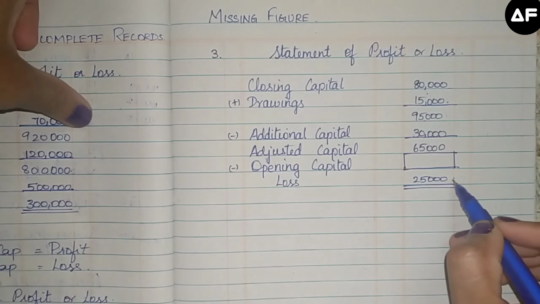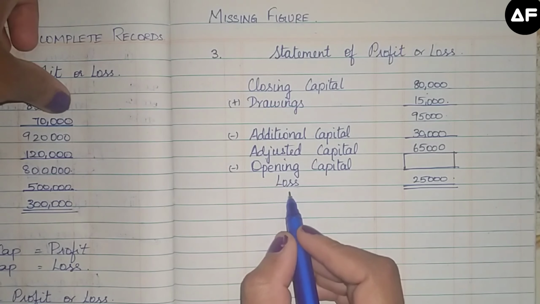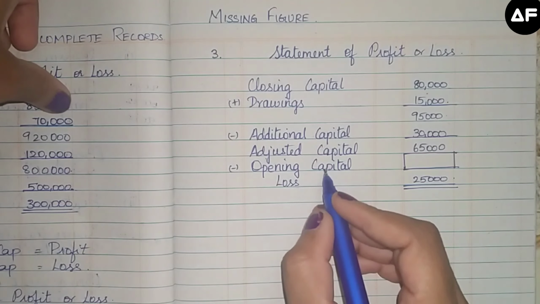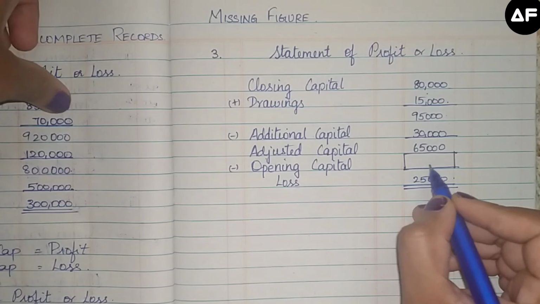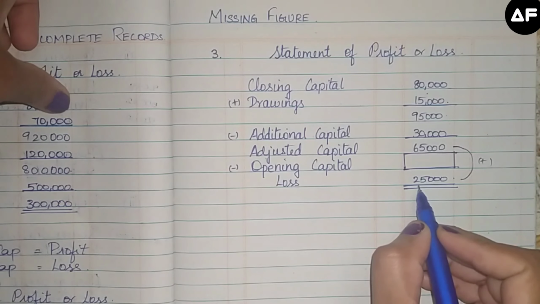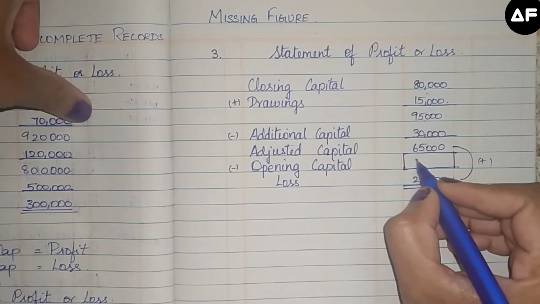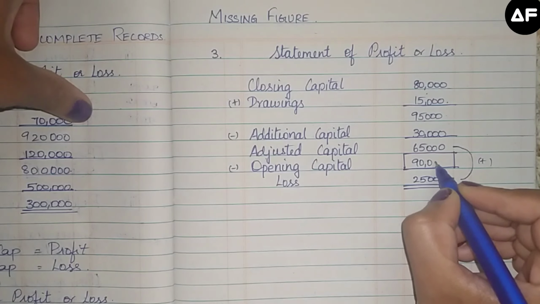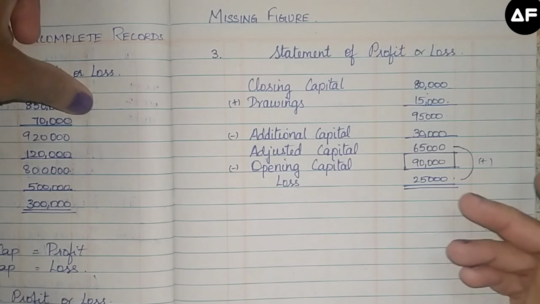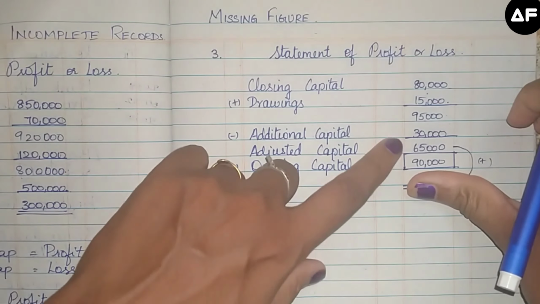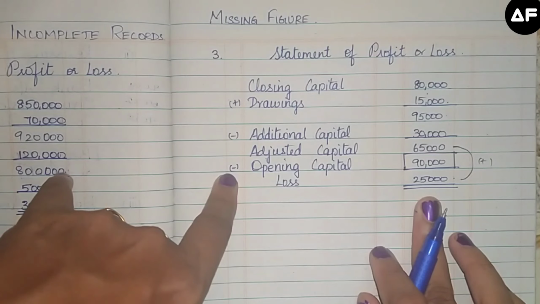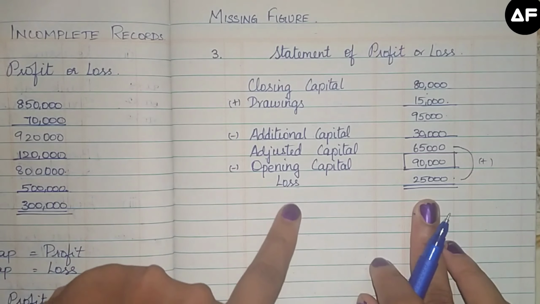So when you compare this, how will it become a loss? Only when your adjusted capital is less than your opening capital. So that means a bigger value has to come here. So add up these two. So 65,000 plus 25,000 is going to be 90,000. If you again calculate to check whether your answer is correct, forget that it's a loss over here. So 65,000 and 90,000, if you subtract, you will get 25,000, but it will be a negative number, so it is a loss.